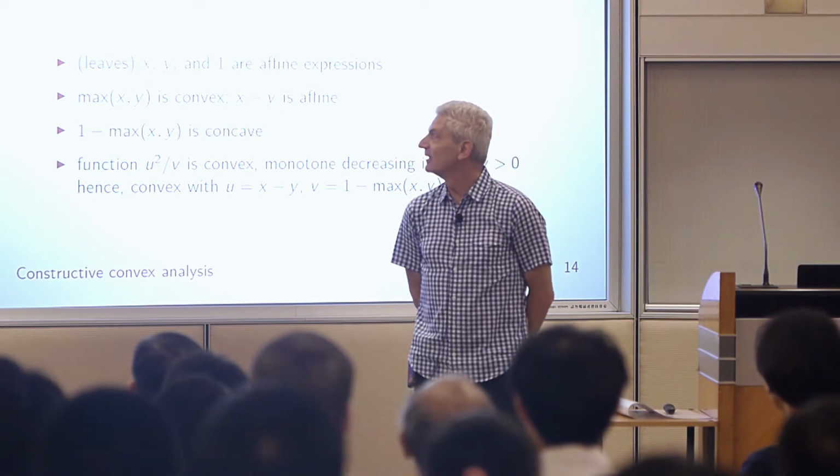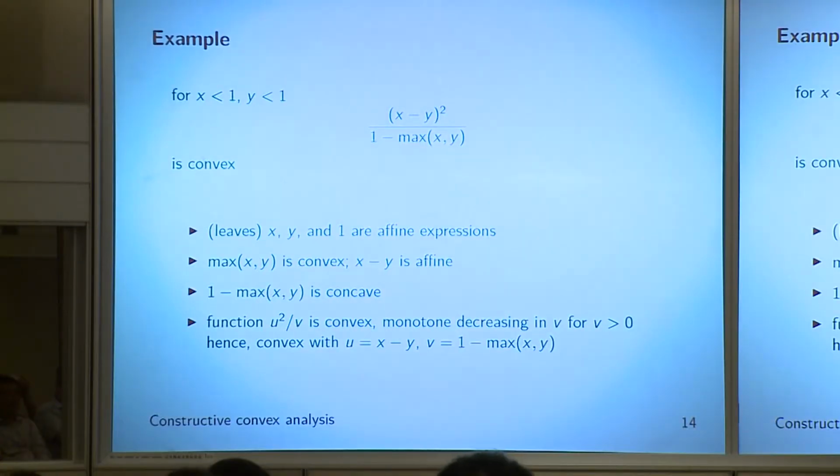Here's the correct way to do it. This has a parse tree, right? At the top, it calls the function square over another thing. We call it quad over lin, quadratic over linear.